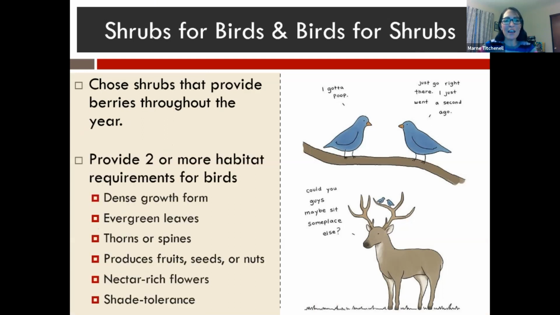But in general, you can look for woody plants that provide 2 or more of these habitat requirements, such as dense growth form, especially our evergreens that provide winter cover all year round. But some of our deciduous plants have these really dense growth forms too. Hawthorn would be a great example of that. Those are the ones that provide really nice nesting and cover resources for our birds. And again, think about the food it's producing, whether it's a fruit, a seed, or nectar.